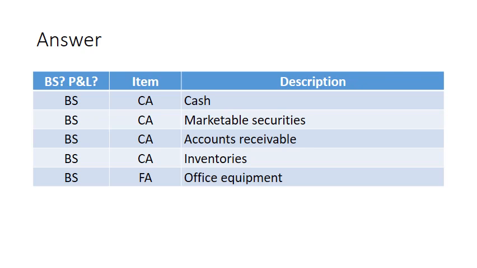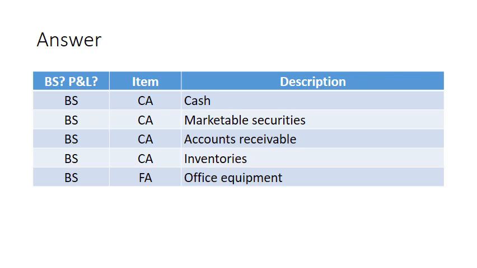Okay, let's go to the answer. For the first one, cash is classified under balance sheet and is a current asset item. For marketable securities, it is a balance sheet item, also a current asset. Marketable securities are basically, for example, shares that can be easily sold in the exchange, the Singapore Exchange. So basically, it's very liquid. It means you can convert the securities or shares into cash quite easily.